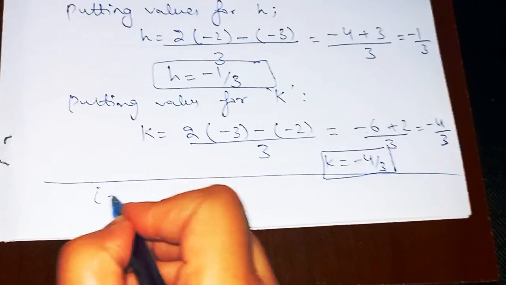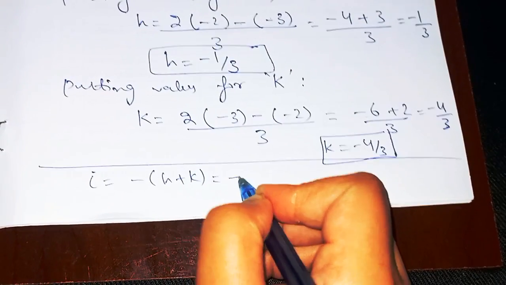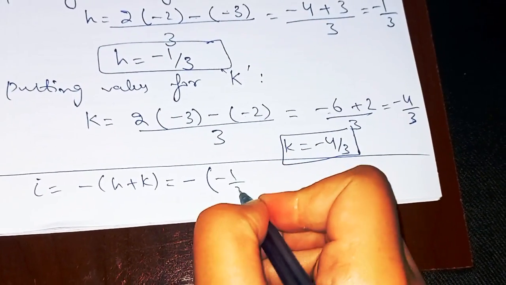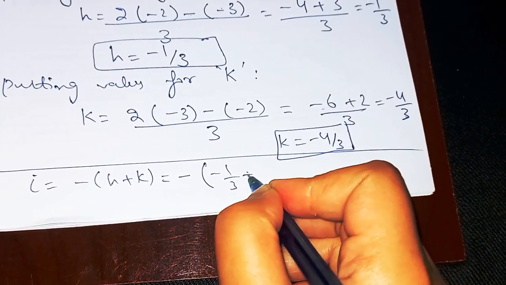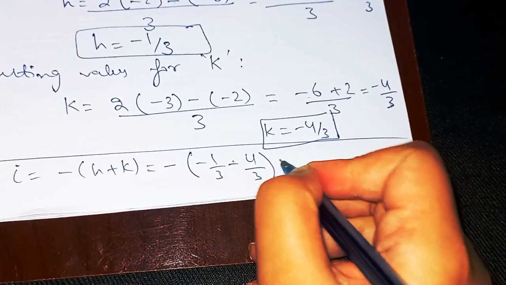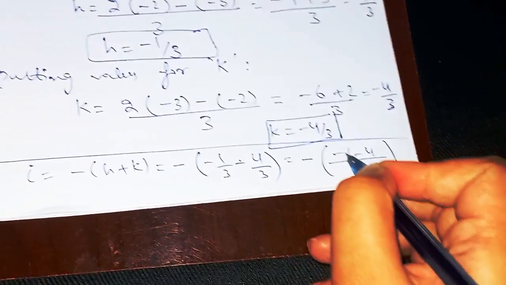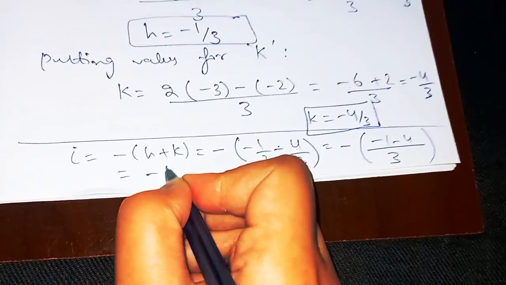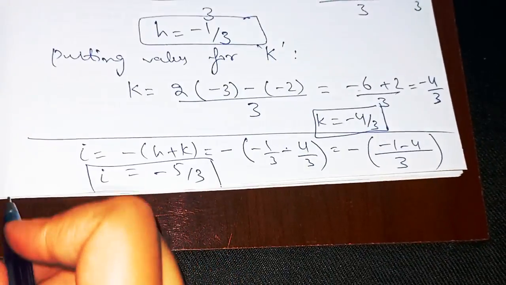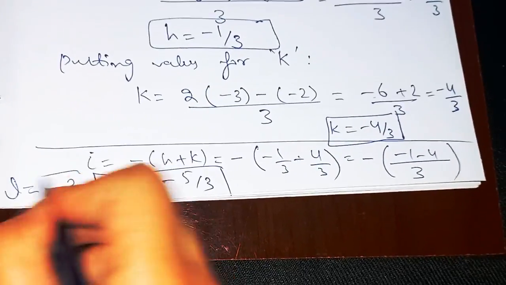Then we have i, that is equal to minus h plus k. So it's minus h, which is -1 by 3, plus k, which is -4 by 3. Let's find the LCM. It's 3, minus 1 minus 4, and it's -5 by 3. i equals -5 by 3, while l equals l prime, which is -3.